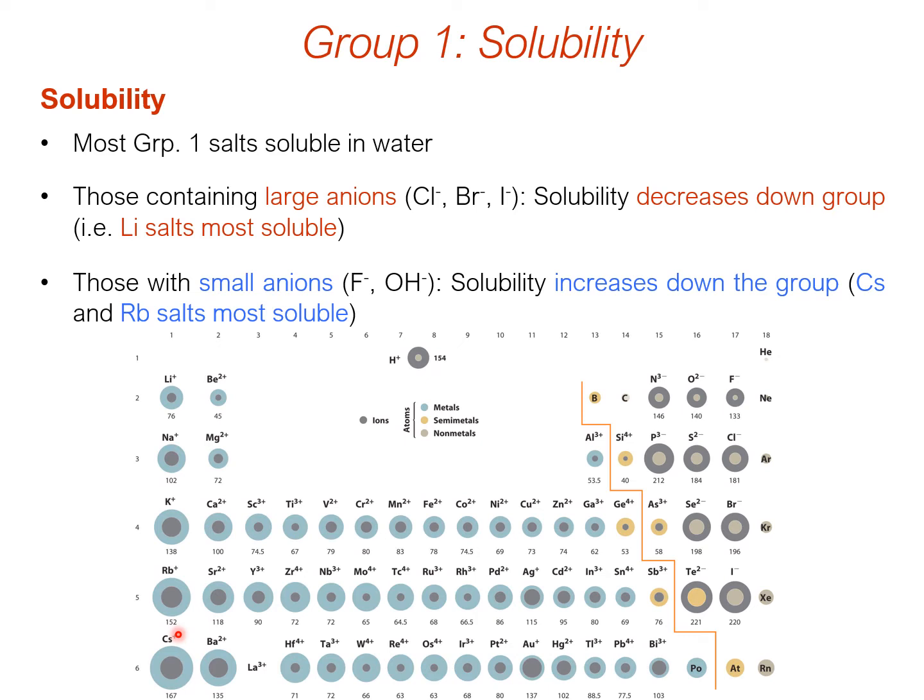So this time rubidium and cesium are the most soluble. We can see here it's almost a mismatch between the ionic sizes. For those with large anions, the smaller cations at the top of the group are more soluble, and for small anions, the larger cations at the bottom of the group are more soluble.